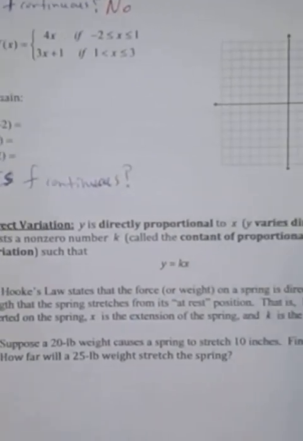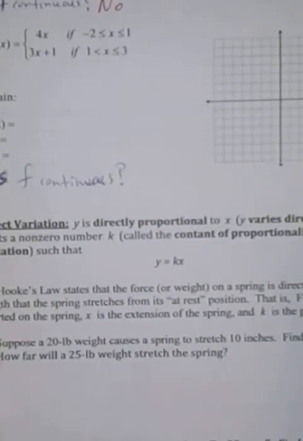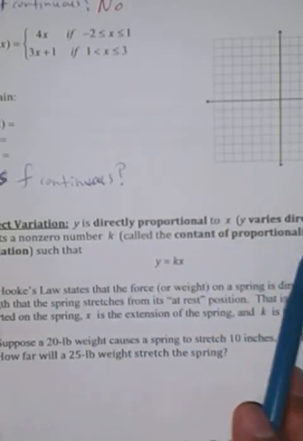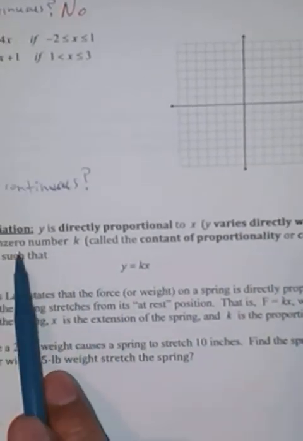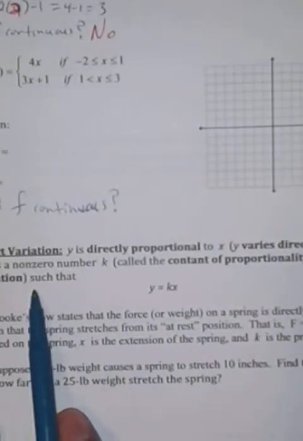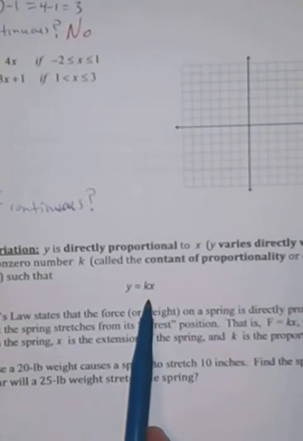All right, let's go on to direct variation. Direct variation happens in the following way. Y is directly proportional to x, or you can say y varies directly with x. Those two are interchangeable. If there exists a non-zero number k called the constant of proportionality or constant of variation such that y equals kx.